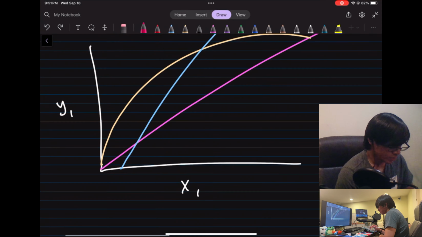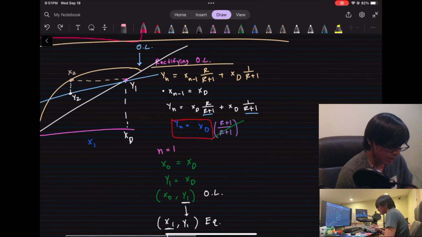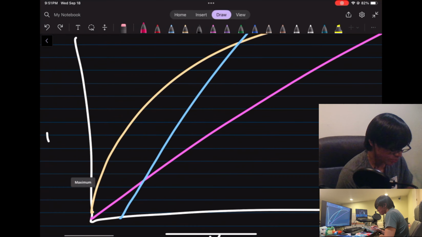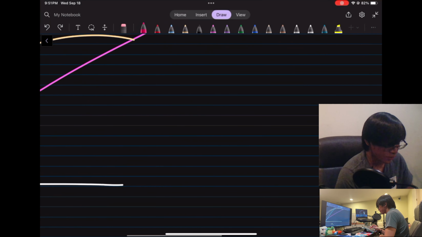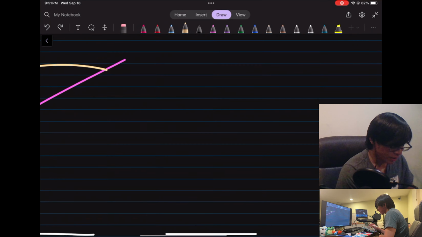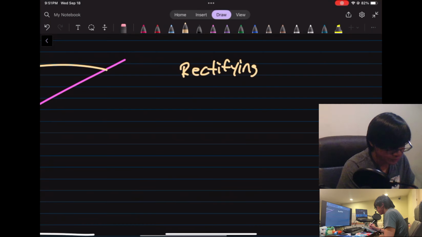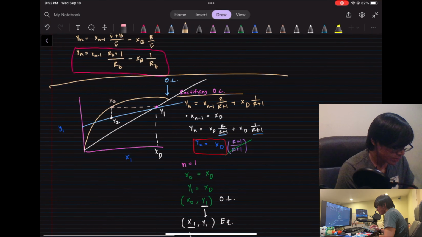Yeah, so I guess I should copy down and show why this point here exists. That's kind of me knowing that already, but I'll go ahead and write that out. So rectifying operating line.